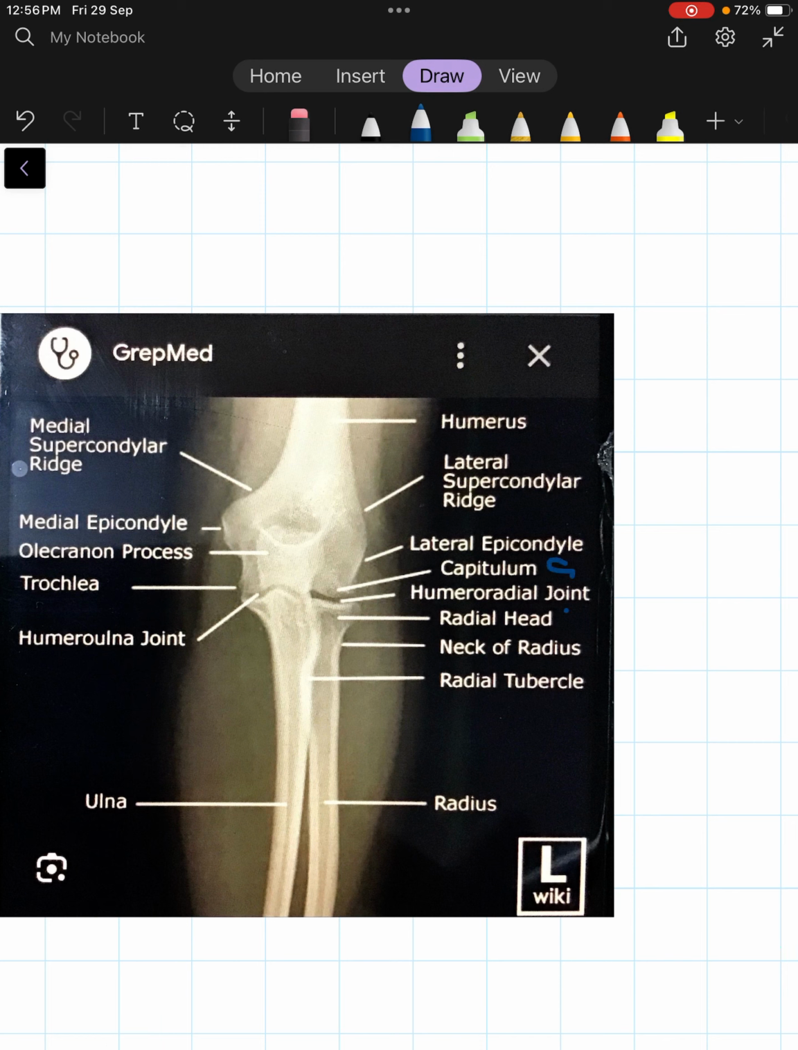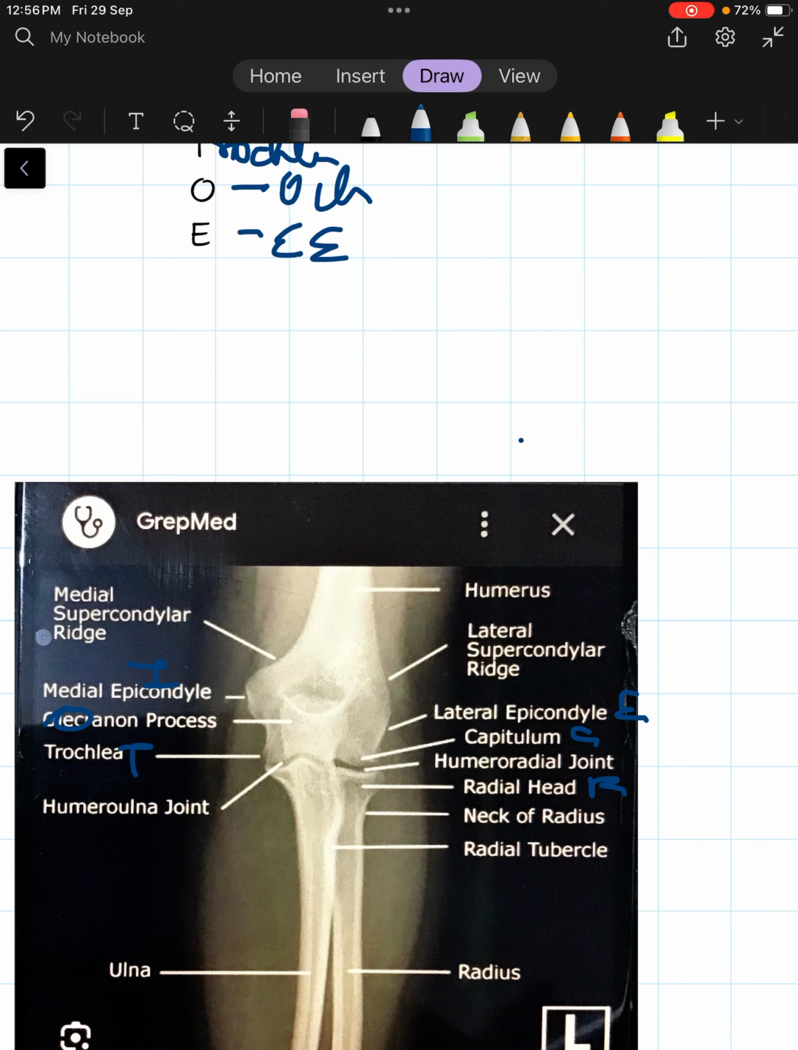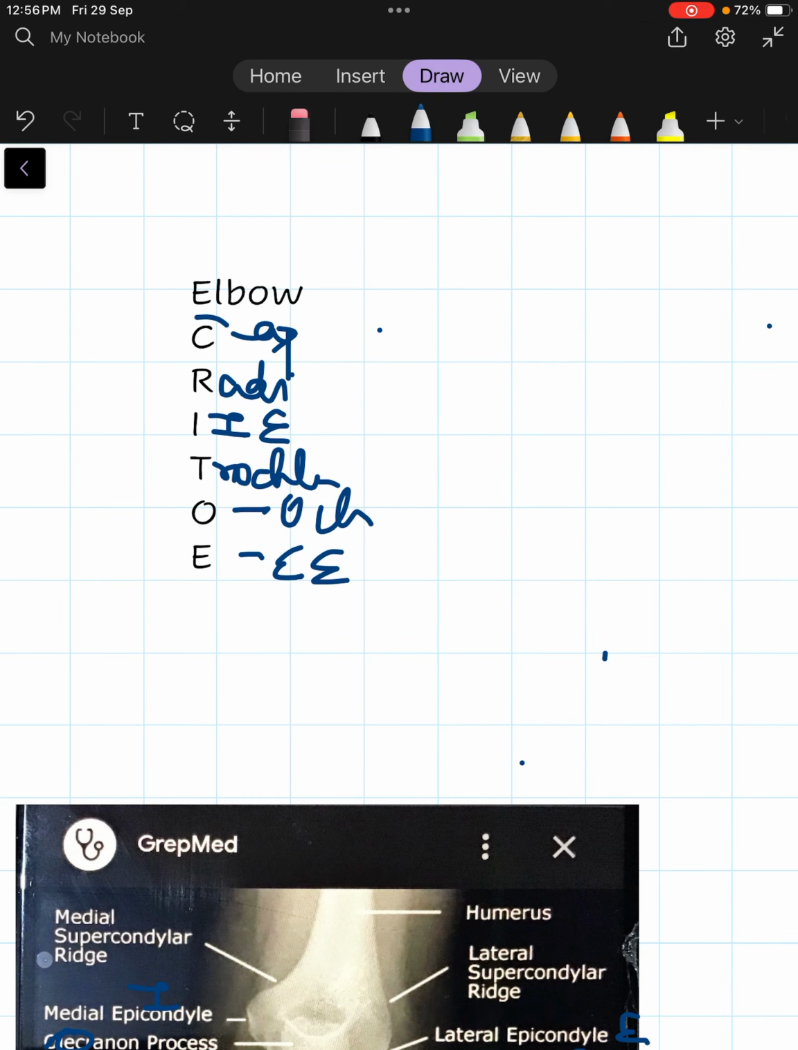Capitulum, radial head, internal epicondyle, trochlea, olecranon process, and external epicondyle at the age of 1, 3, 5, 7, 9 and 11 years respectively.